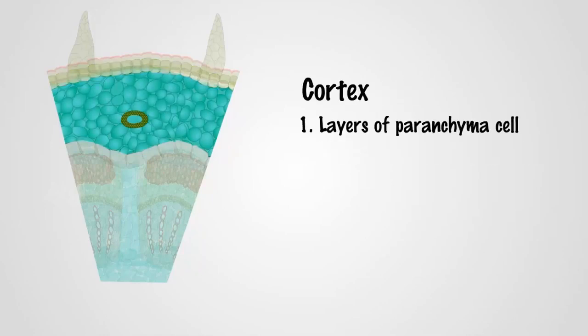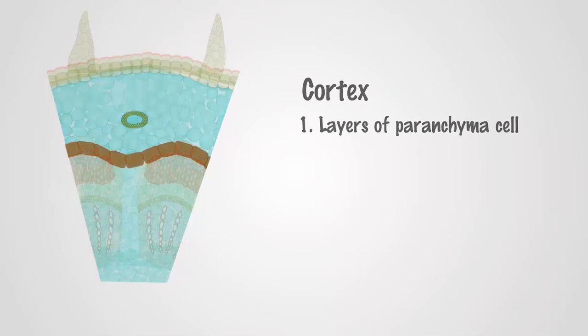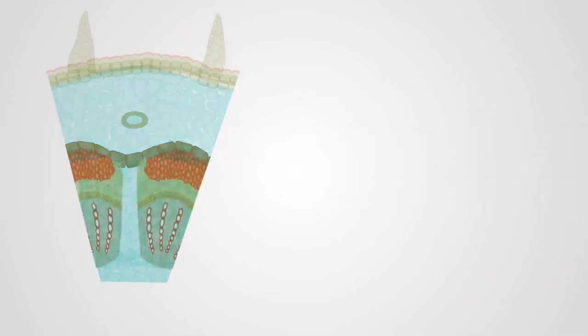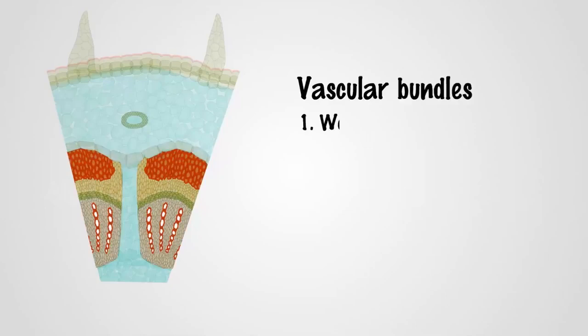Several layers of parenchyma cells that lie below the hypodermis is known as cortex. Endodermis is a single layer of parenchymatous cells that separates vascular tissue from the cortex. The vascular bundles are wedge-shaped and arranged in a ring. Each vascular bundle is conjoined, that is, xylem and phloem occurs in the same bundle.